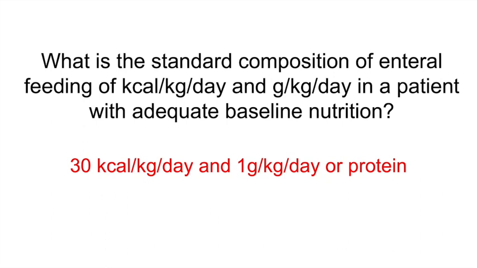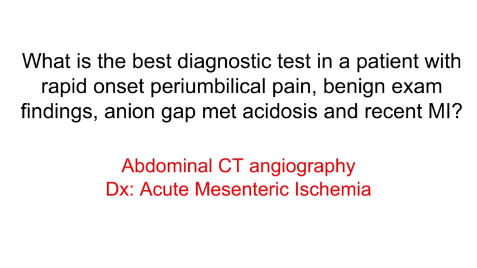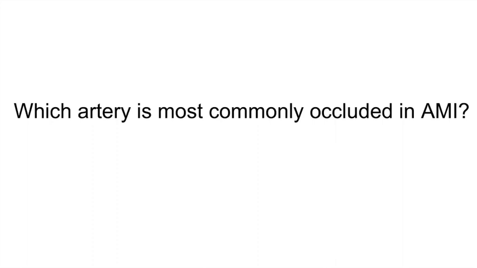What is the best diagnostic test in a patient with rapid onset periumbilical pain, benign exam findings, anion gap metabolic acidosis, and a recent MI? Abdominal CT angiography, because we're thinking that this patient may have acute mesenteric ischemia. Which artery is most commonly occluded in AMI or acute mesenteric ischemia? The superior mesenteric artery.